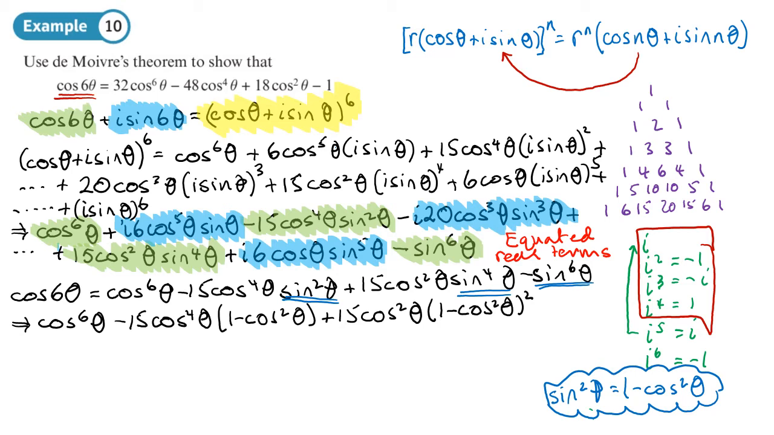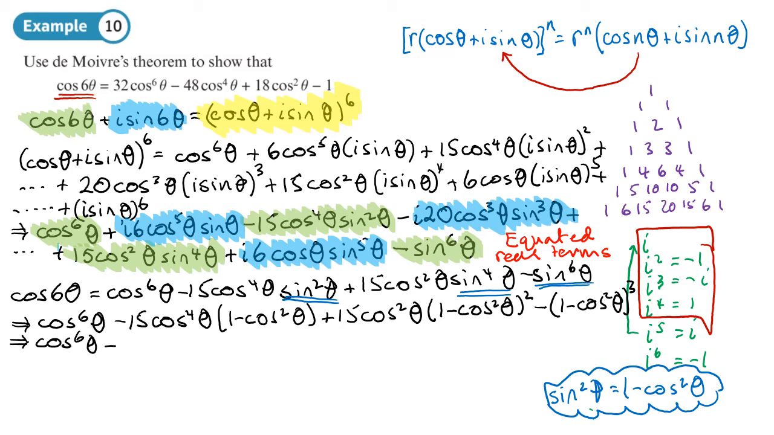And then the very last term, where I've got minus sine to the power 6, that's the same as 1 minus cos squared theta, cubed. If you square something and cube it, it's the same as doing power 6. So the next part now is going to be to expand brackets and simplify.